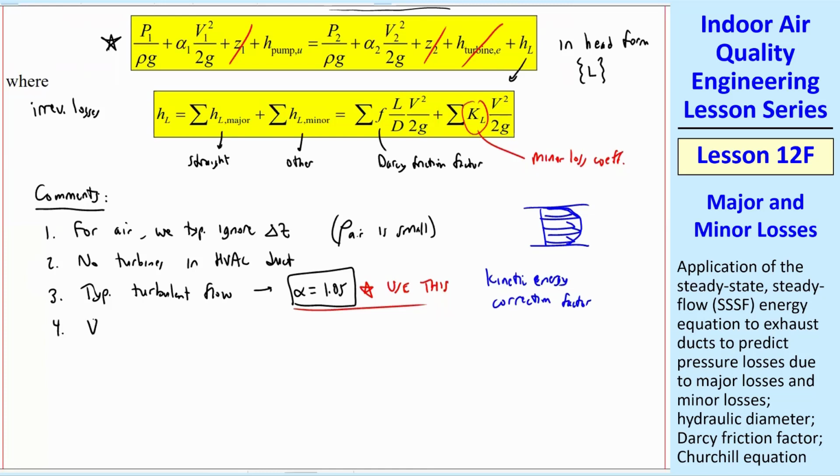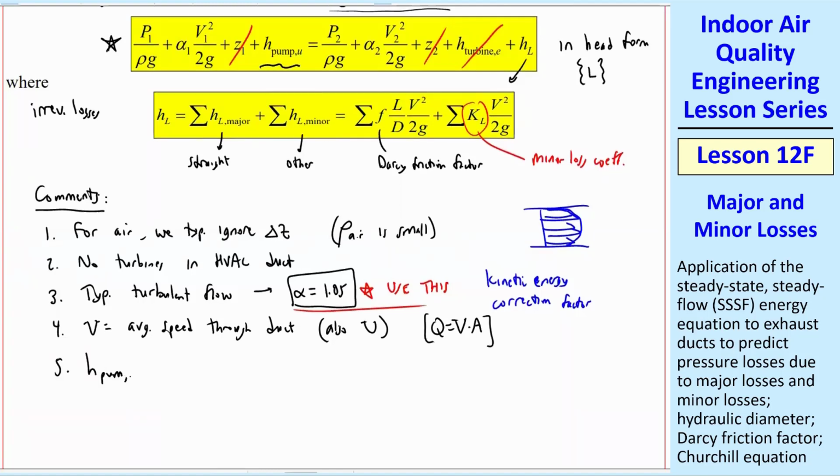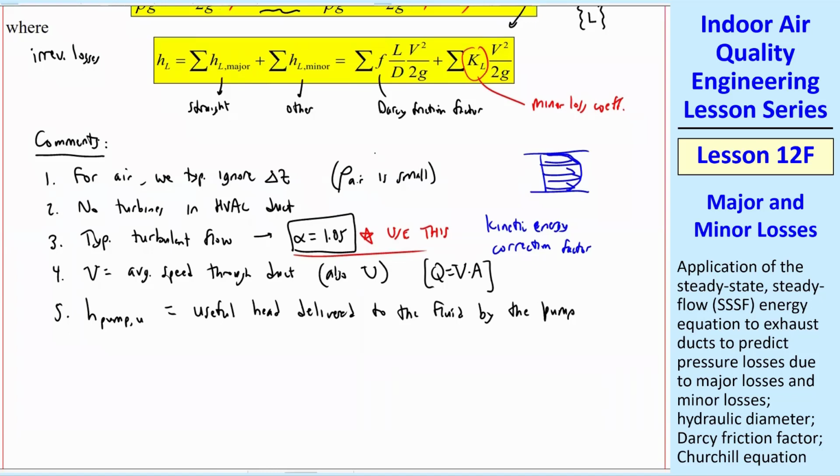Number 4, V is the average speed through the duct. Sometimes I'll use capital U. Those mean the same thing. And we know that Q equals V times A. So V is just Q over A, where Q is the volume flow rate. This term up here, h_pump,u, the u stands for useful. We always define in fluids as the useful head delivered to the fluid by the pump. It's a positive term because you're adding energy to the fluid in terms of a head that you're adding.